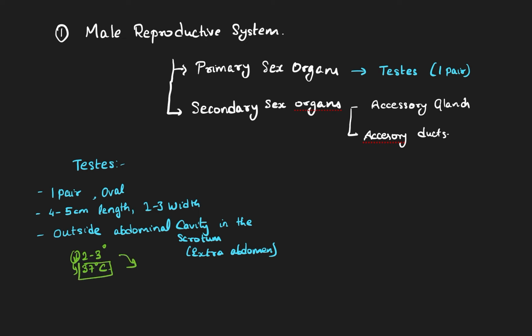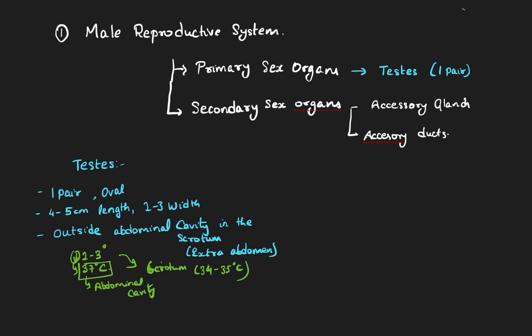Here the temperature is 2 to 3 degrees less than the rest of the body. This is the abdominal cavity temperature, and this is the temperature in the scrotum. 2 to 3 degrees less means basically 34 to 35 degrees Celsius. Between this it lies. Okay, it's 2 to 3 degrees Celsius less.